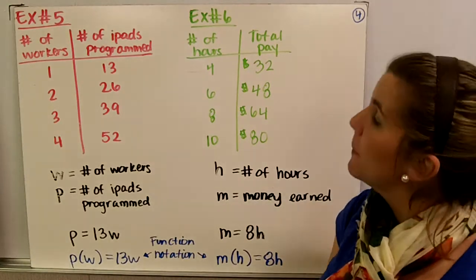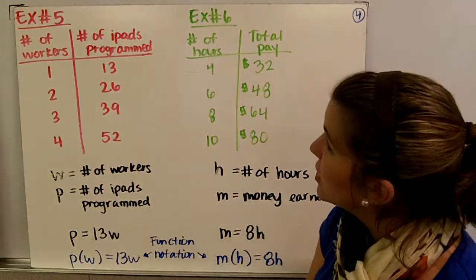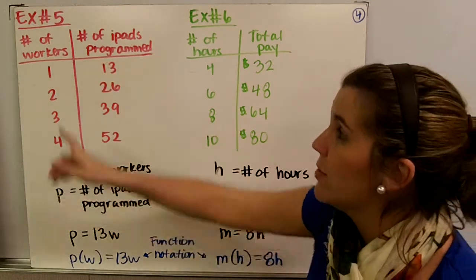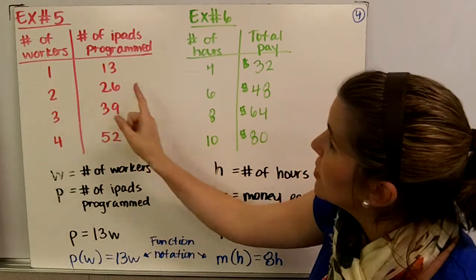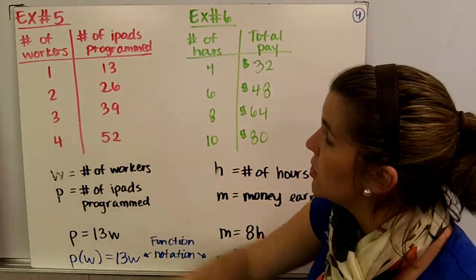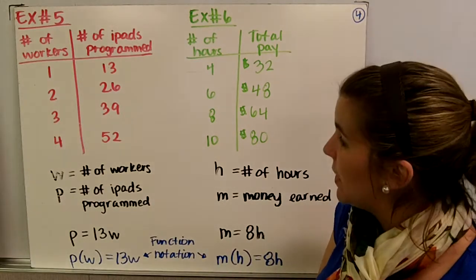Example number 5. This puts it into the context of workers and the number of iPads programmed. So if you have one worker, they program 13 iPads. If you have 2 workers, they program 26. 3 workers, 39 iPads programmed. 4 workers, 52 iPads programmed.